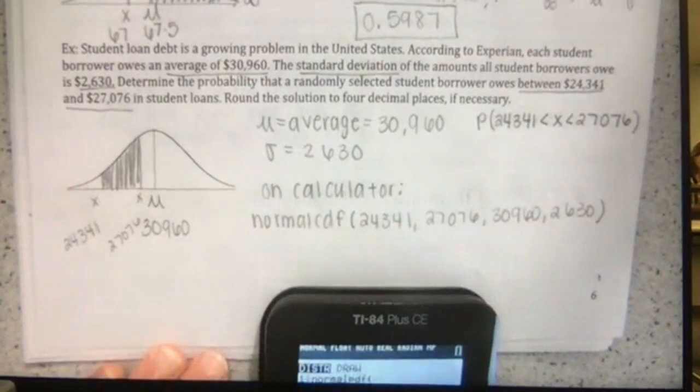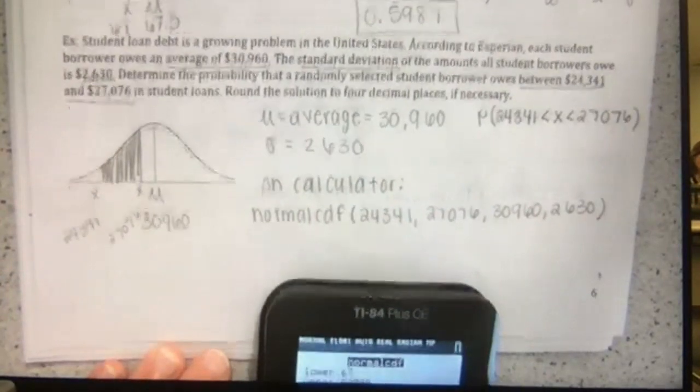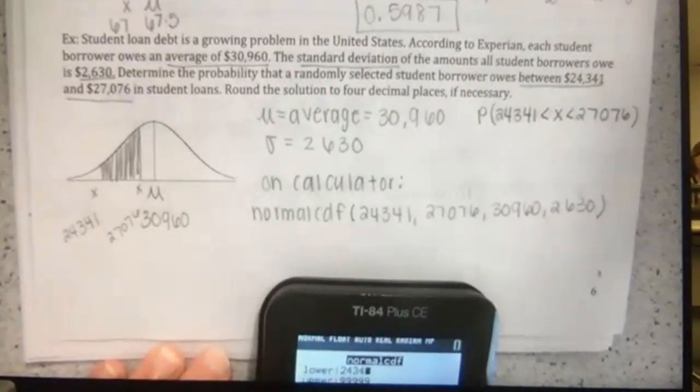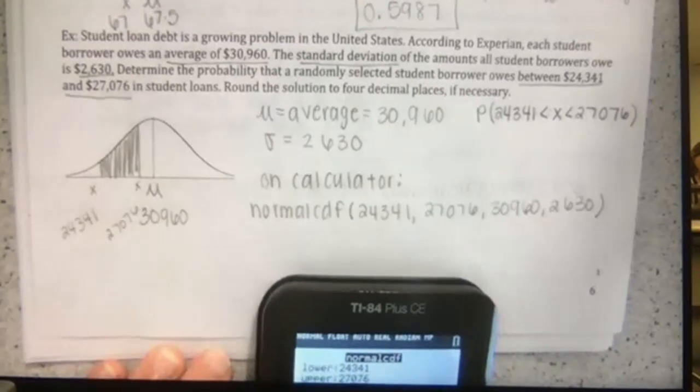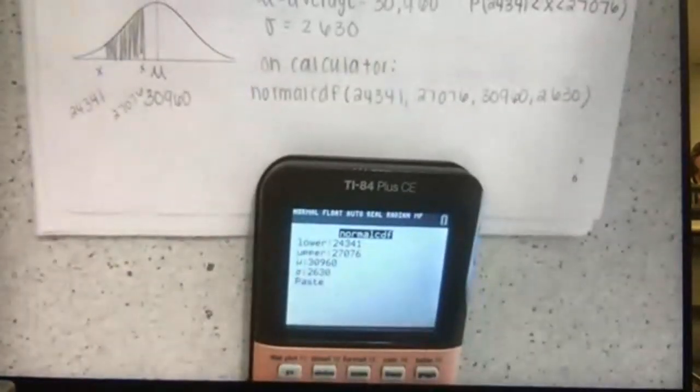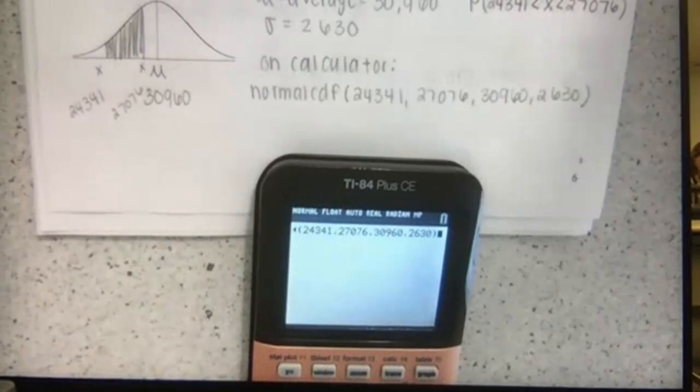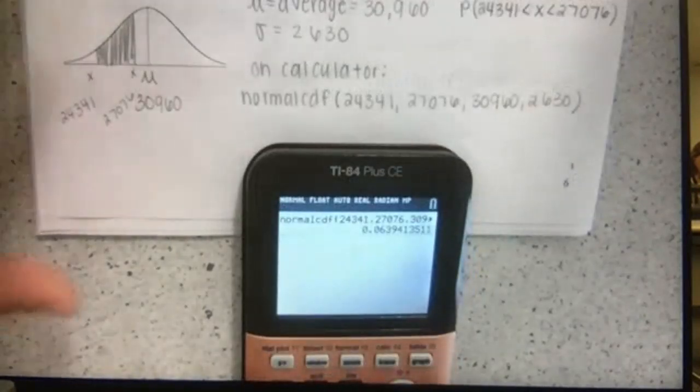So second bars, normal CDF. Our lower limit is 24,341, no commas. Our upper limit is 27,076, no commas. Our mean is 30,960, no commas. And our standard deviation is 2,630. Pressing paste should look exactly like we have it written on our paper. Pressing enter, there's our answer.